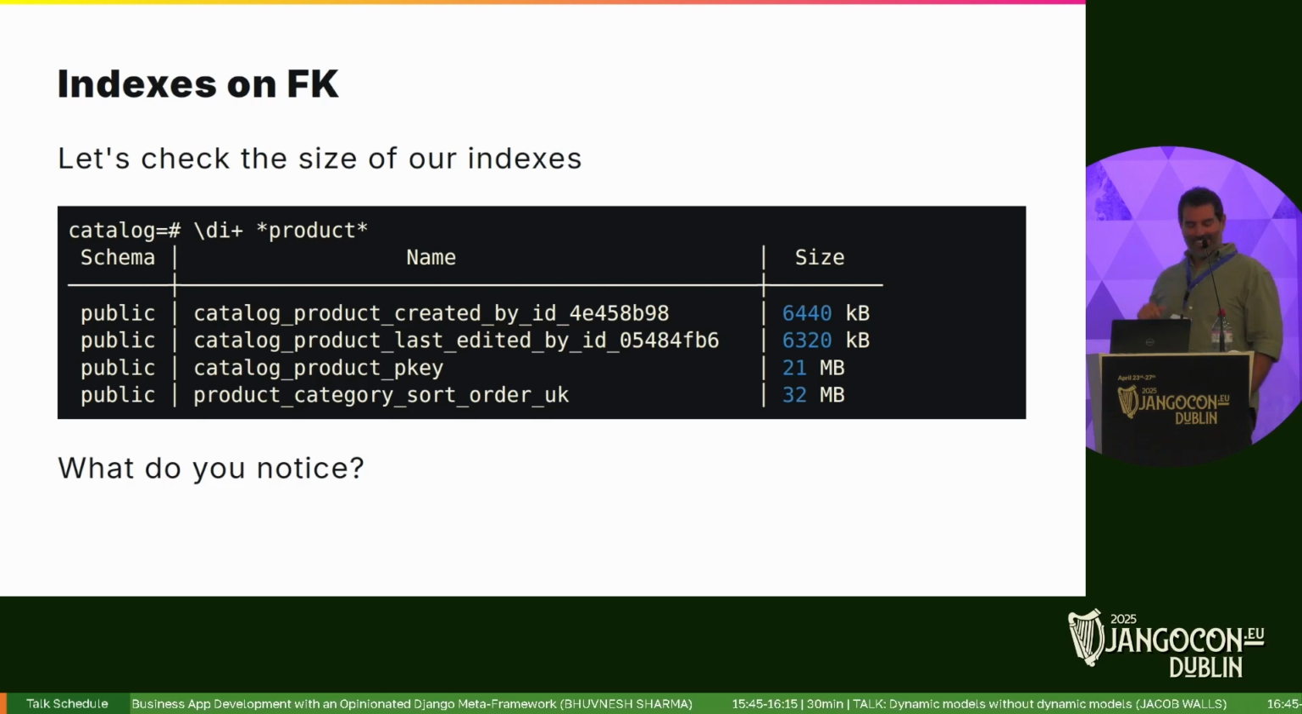Thank you. So if you noticed, we have an index on the primary key, right? This index is indexing an integer, 21 megabytes. And then we have the indexes on created by and last edited by. These are also indexes on integers. They both contain the same number of rows. So how come the primary key is 21 megabytes and the other indexes are just 6 megabytes?